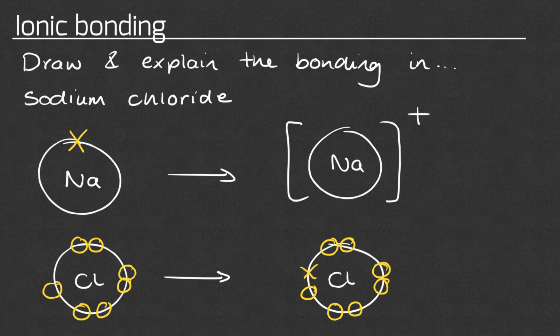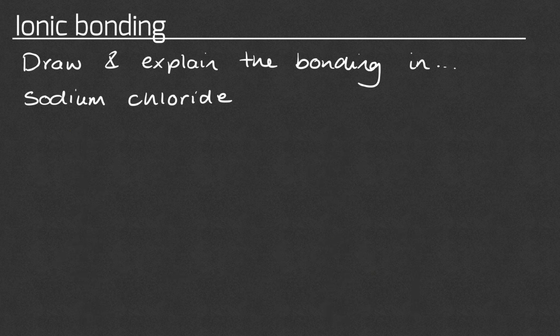We now put the ions in square brackets and write their charge. Sodium has lost 1 electron, so it's going to be positive. And chlorine has gained 1 electron, so it's going to be negative. So far we've answered the first part of the question. We've drawn the bonding in sodium chloride. We now need to write sentences explaining what has happened to each of the ions to do the explain part.